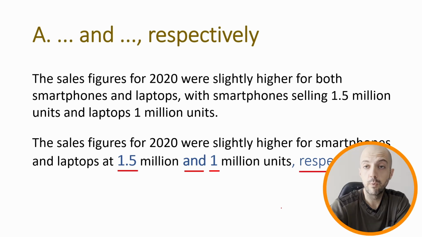So this is a really helpful way to connect the data when you have different categories, to connect them in a clear way. For example, here 1.5 million refers to smartphones and 1 million refers to laptops. And the word respectively makes it clear which number belongs to which item without repeating the name of those items. It also helps you to avoid repetition, in other words.